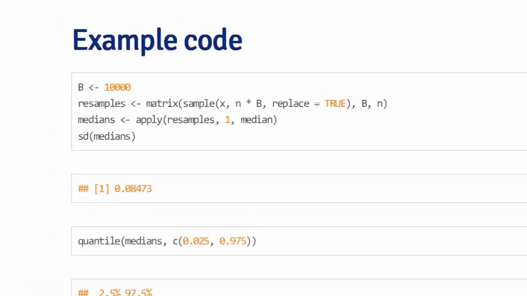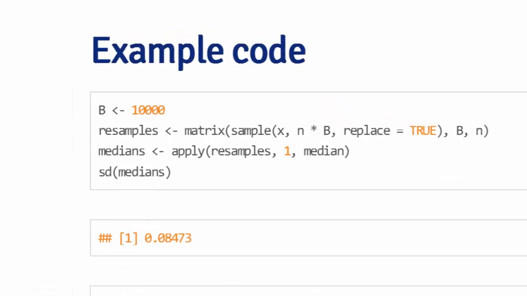Let's go through some quick example code. Remember the father-son data where our x is our son's heights. Remember we assigned this vector x to be the son's heights. I'm going to define b to be 10,000. That's going to be my number of bootstrap resamples. And I've already previously defined n as the length of x, the number of observations that I have.